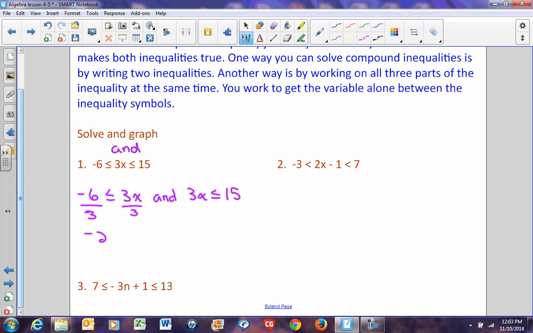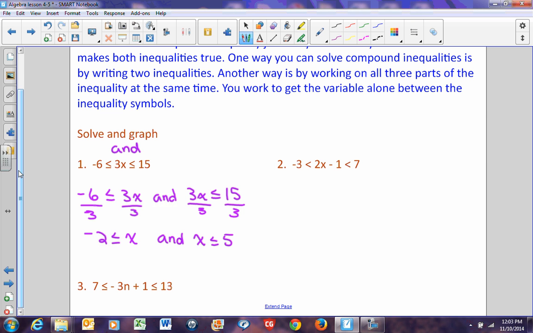So I get negative 2 is less than or equal to x, and if I divide by 3 here, x is less than or equal to 5. Okay, so negative 2 is less than or equal to x, or x is greater than or equal to negative 2, but less than or equal to 5.